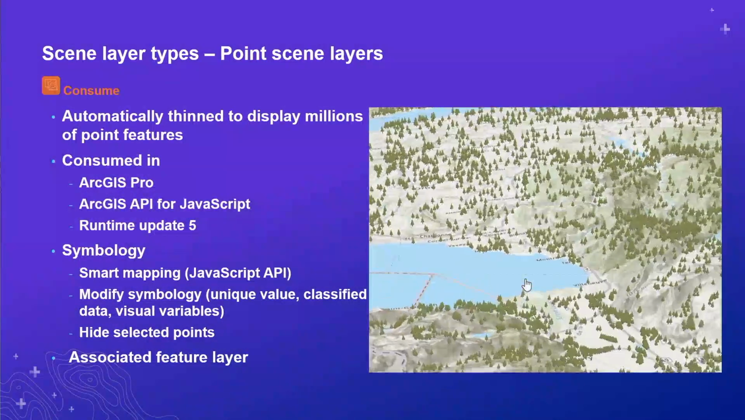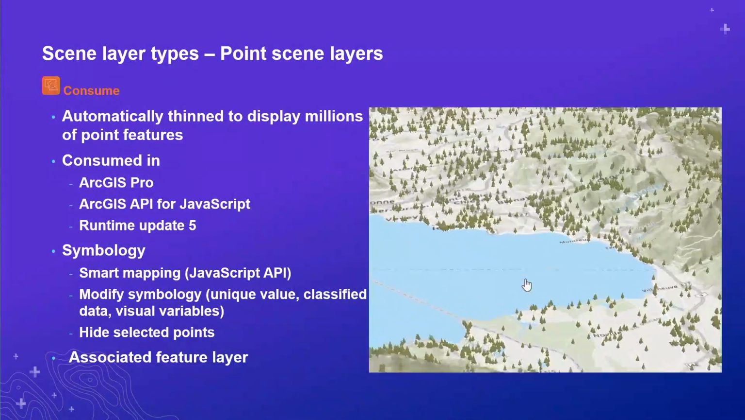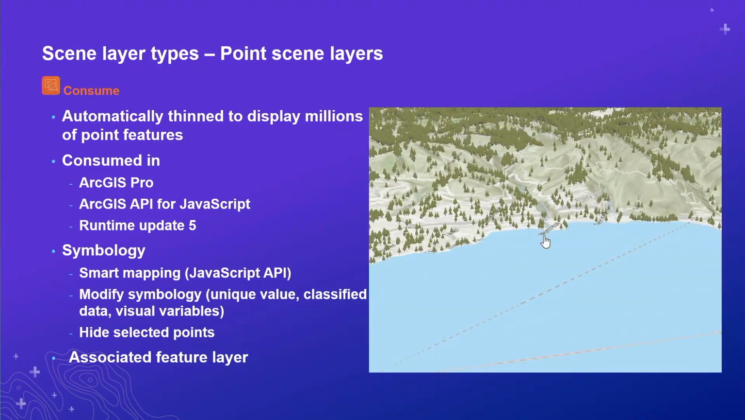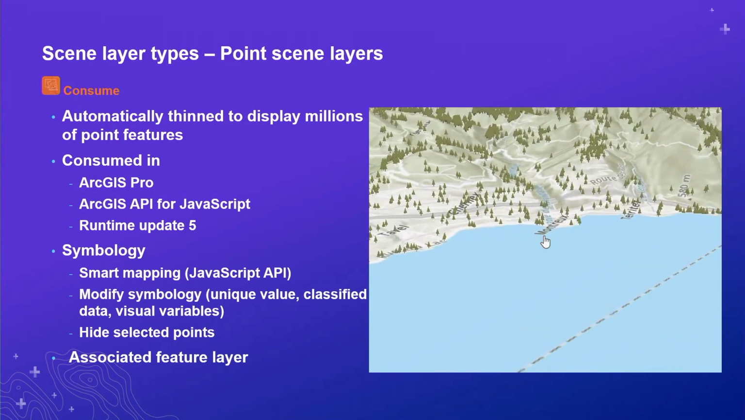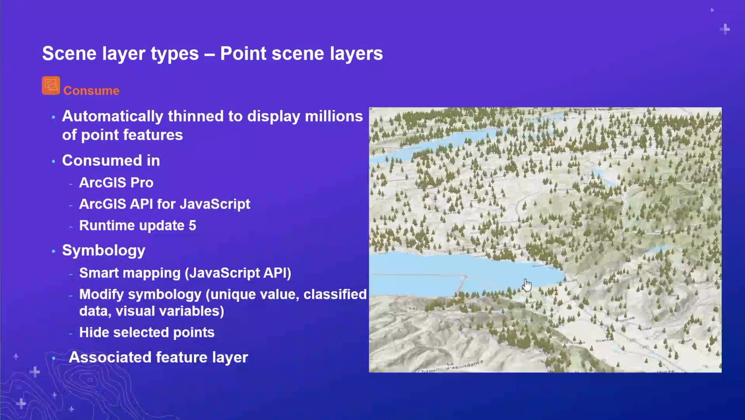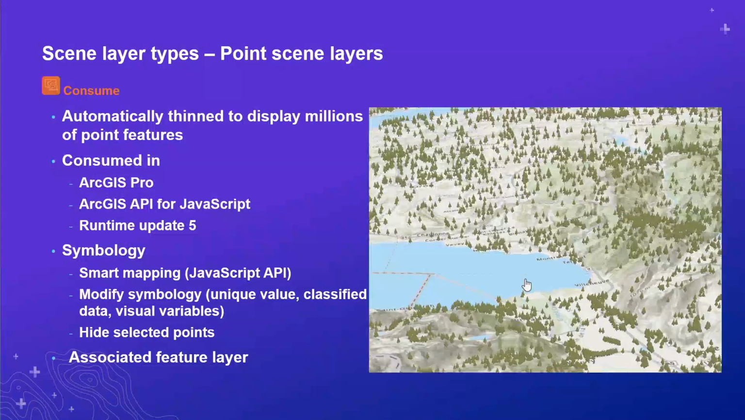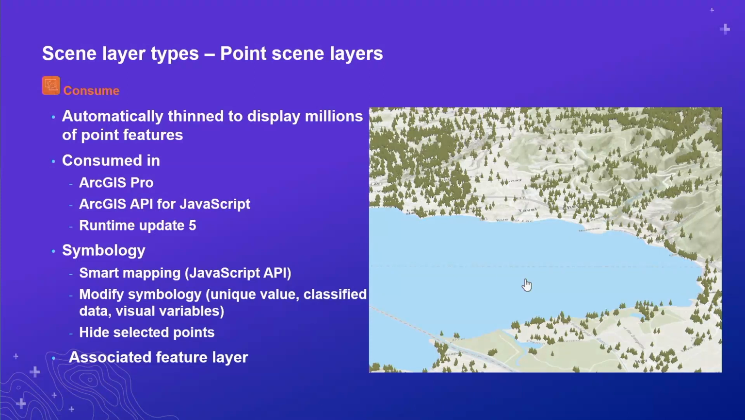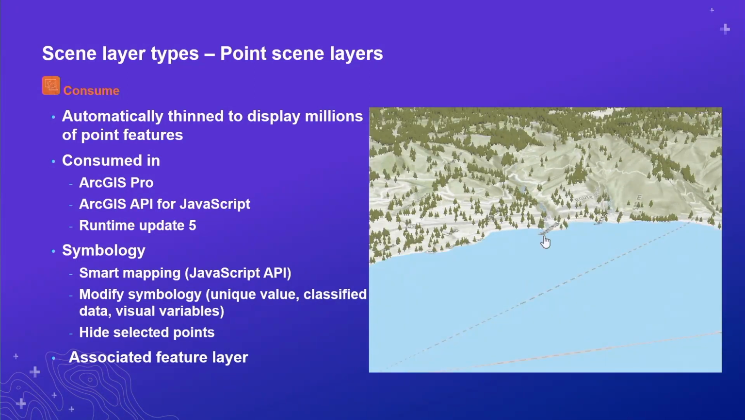One of the feature-based scene layer types we currently support are point scene layers. You can consume them in all ArcGIS clients. You can change the symbology. If shared as a scene layer with associated feature layer, you can also make edits, for example. Point scene layers are used mainly if you want to visualize millions of points, such as trees, like in this image.